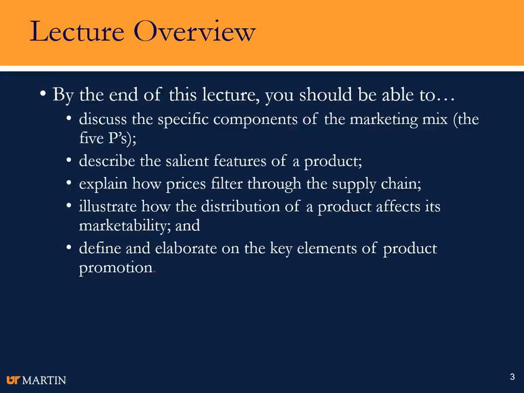The things you should know by the end of this lecture, obviously, you should be able to explain the components of the marketing mix, the five P's. You should be able to talk about features, advantages, and benefits of a product. You should be able to explain how prices filter through the supply chain, how money is added, and value is added to products. You should be able to illustrate how the distribution of a product affects its marketability. That's something we'll go through in some detail when we get to the distribution section. And then you should be able to talk about the key elements of product promotion.